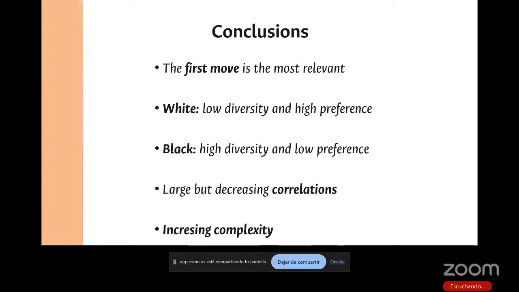So from here, we just have some conclusions. The first: the first move is the most relevant of the game. The second: white has low diversity, high preferences. Black has high diversity, low preferences. We have large but decreasing correlations in the game as a whole, and we have an increased complexity in the evolution of the game.